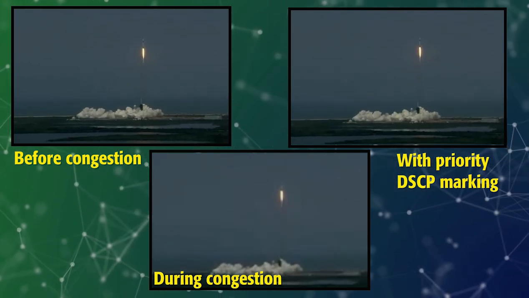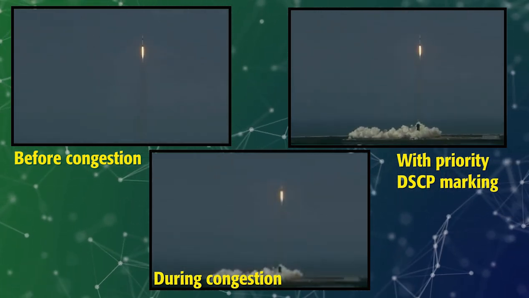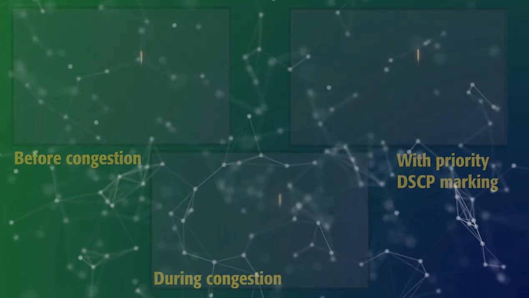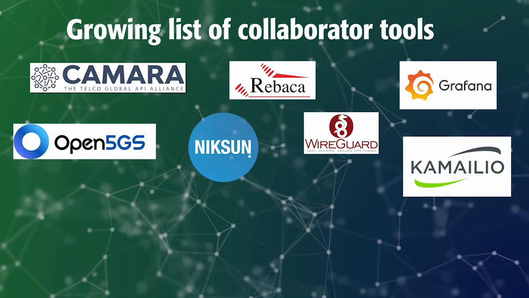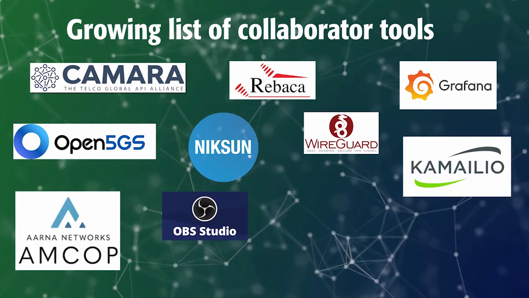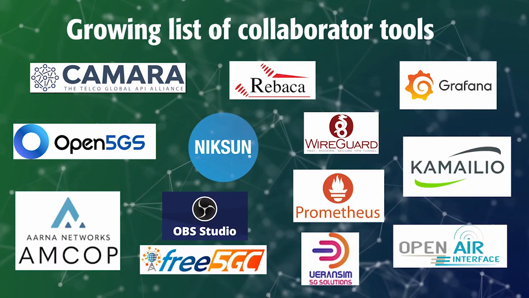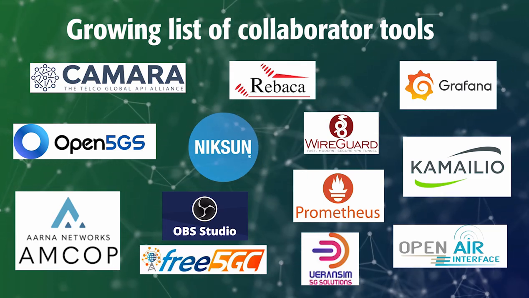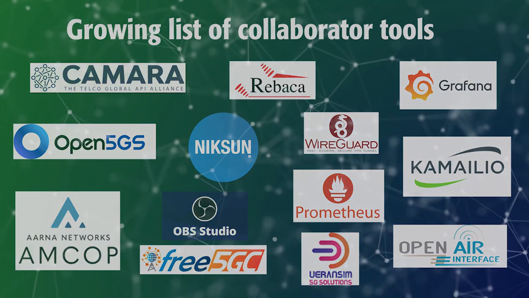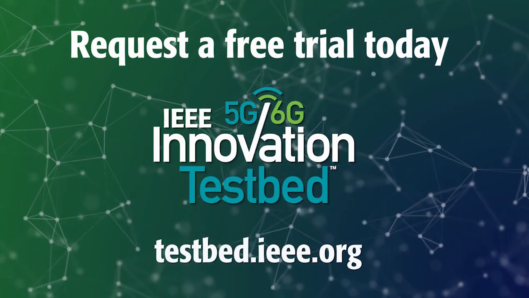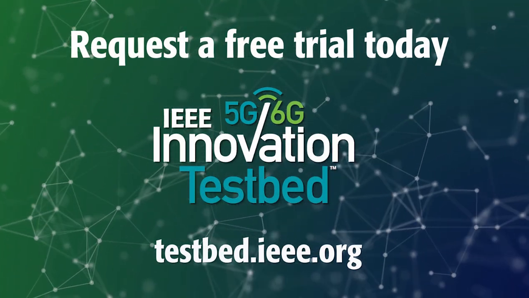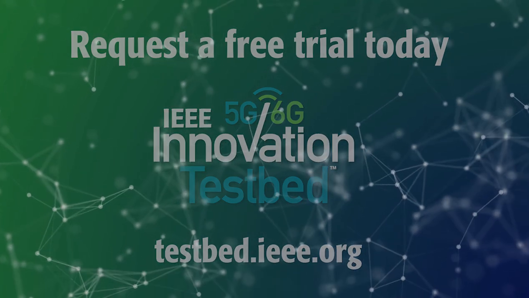And so it's a nice simple demonstration, but a nice demonstration to show how you can use tools like APIs to teach the network how to treat certain users over others when maintaining quality of service. And it's just one of many tools that our users can take advantage of in the IEEE testbed to do scenarios or use cases like this one.